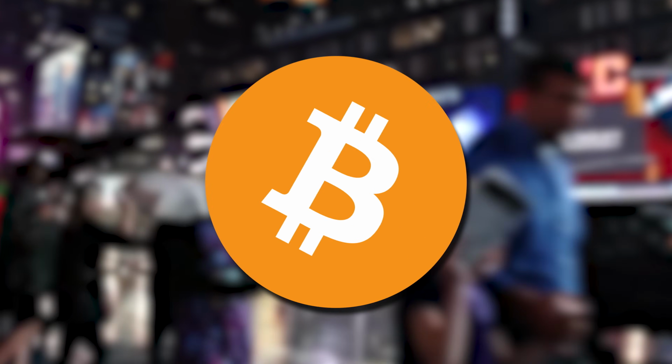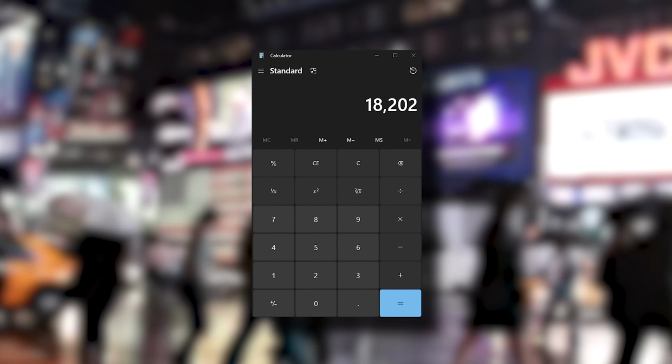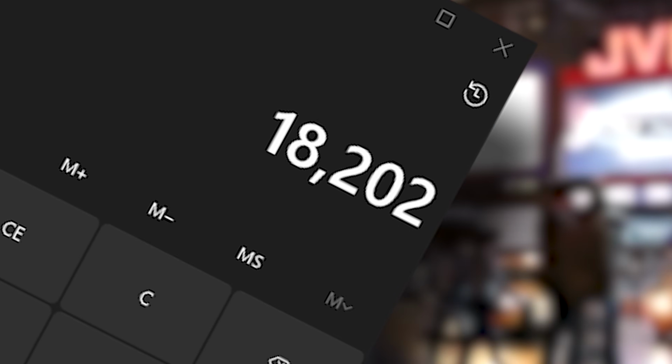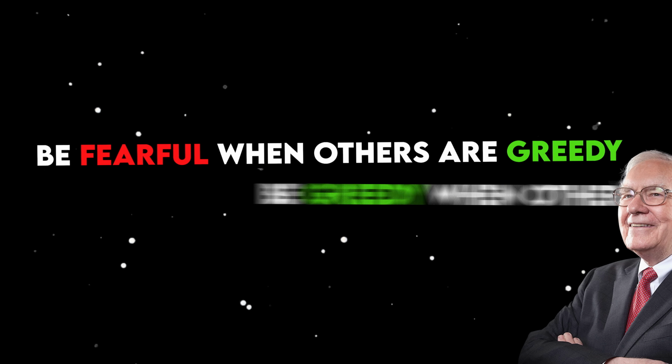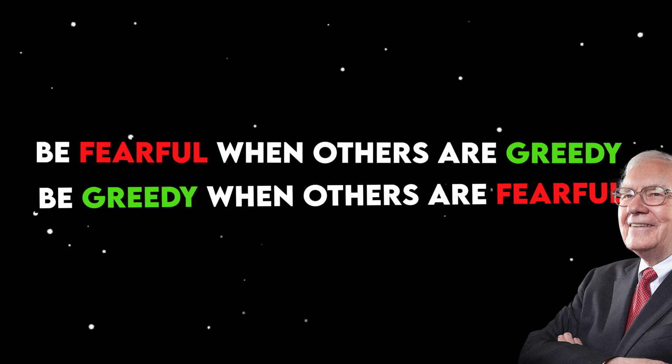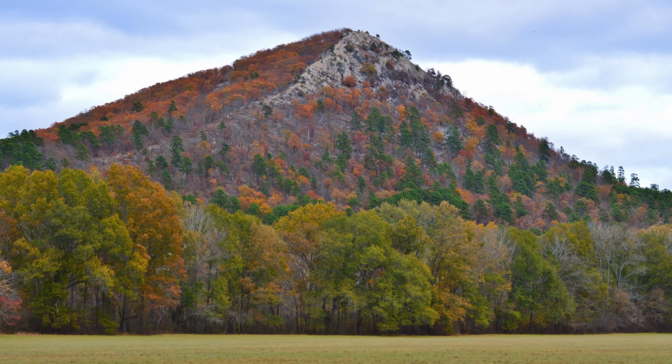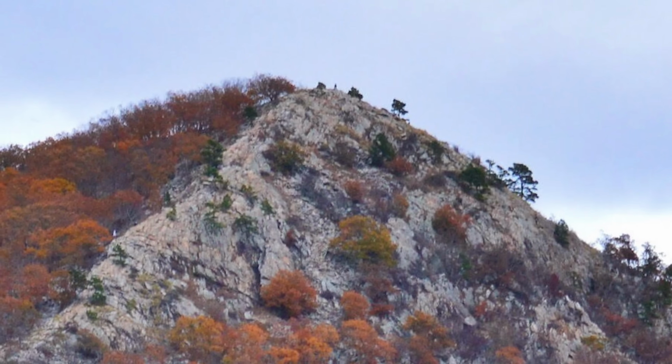To make my point even more clear, if you use this same exact 4-step formula on Bitcoin in the past 10 years, you would have made 18,202%. I know, pretty crazy, right? And our whole strategy follows the one principle that legendary trader Warren Buffett said: be fearful when others are greedy, be greedy when others are fearful. What a wise man. But this quote is the absolute pinnacle of the reversal.